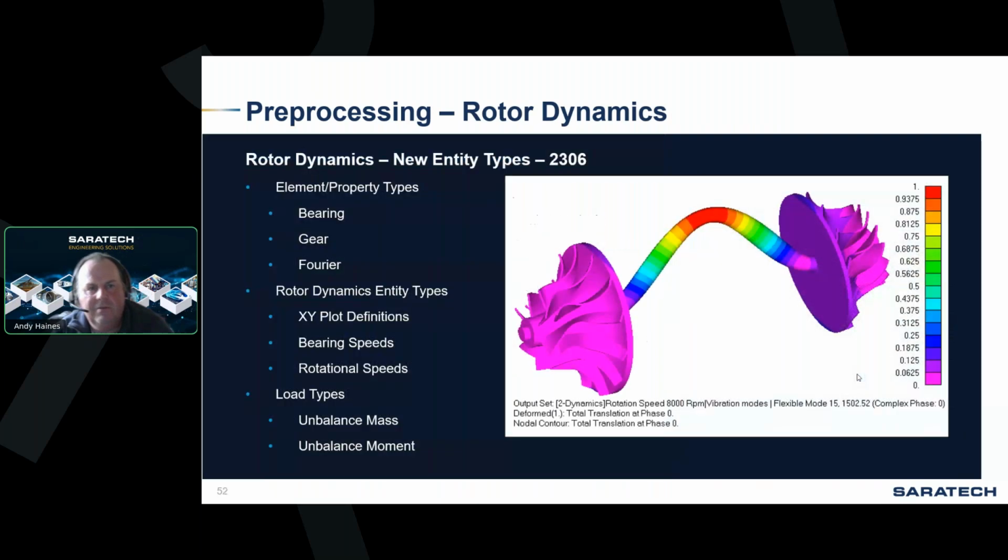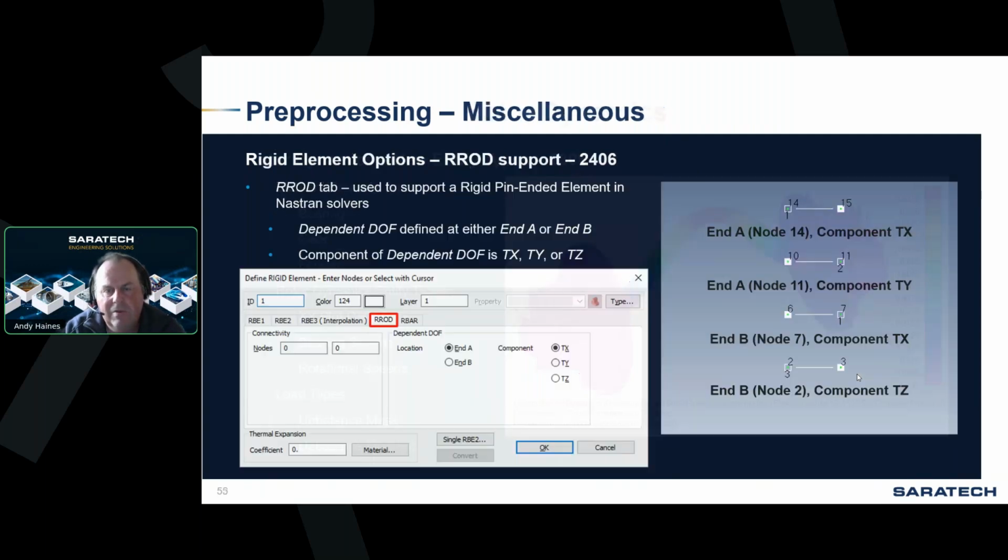So in order to do this, we had to add a number of things. We had to add 3 new element property types: bearing, gear, and Fourier transfer, rotor dynamics entity types, XY plot definitions, some bearing speeds and rotational speeds, and 2 new load types: unbalanced mass and unbalanced moment. And there's a ton of other dialog boxes and things in here that maybe I'll go over a little bit later.